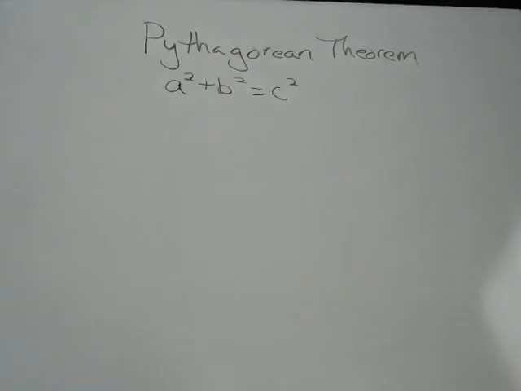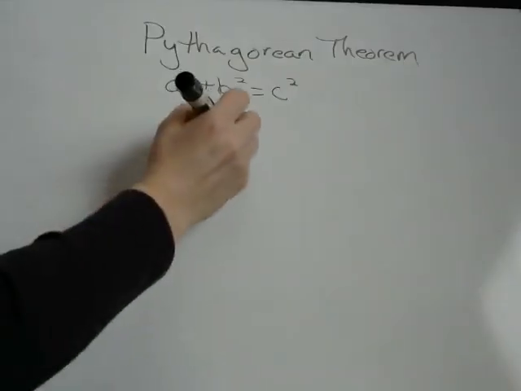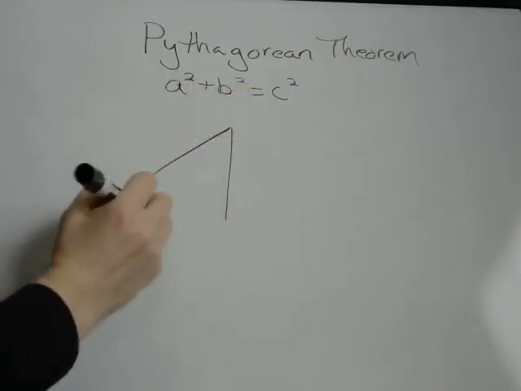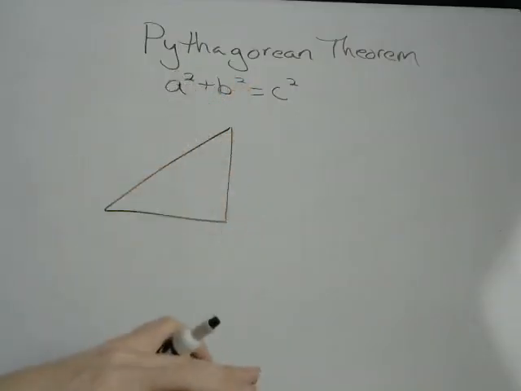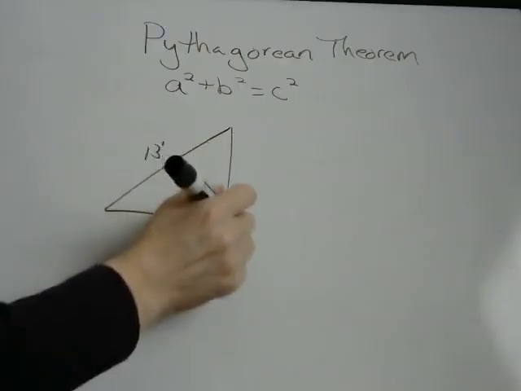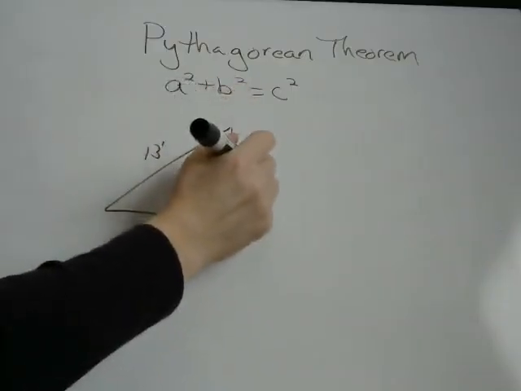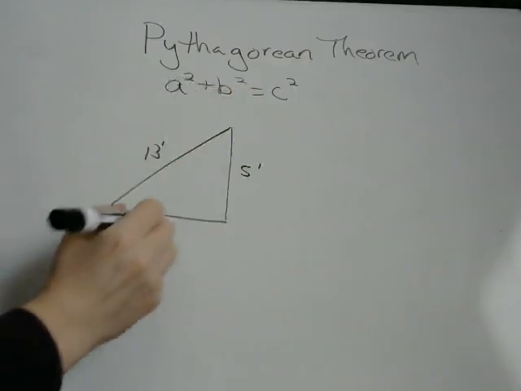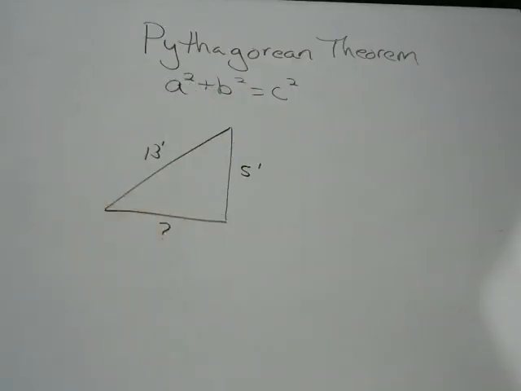Let's say you have a triangle, and they may give this to you in words, like you have a ladder leaning against a wall. The ladder is 13 feet. The height from the bottom to the top of the ladder is 5 feet. What's the distance along the bottom? So you're trying to figure out what this is. So remember, you need to set the problem up correctly.